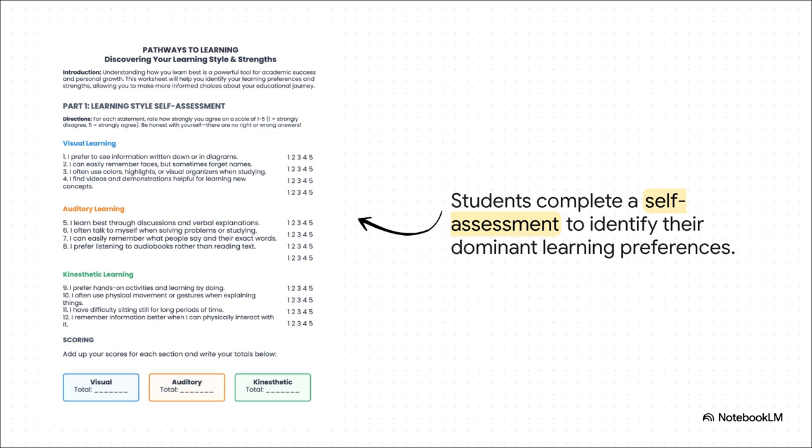So the whole process starts with a really simple, low-stakes tool, this Pathways to Learning worksheet. It's basically a self-assessment where students just rate statements. Things like, I prefer to see information written down, or I learn best with hands-on stuff. And the key here is there are no right or wrong answers. It's just a way for them to get a quick snapshot of what their own preferences might be.